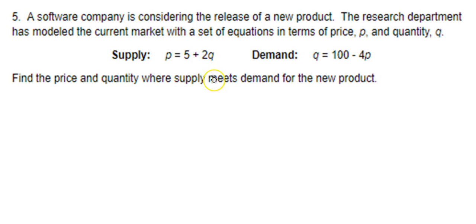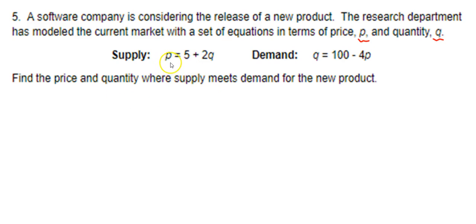For this problem, a software company is considering the release of the new product. They came up with a couple equations that model the market in terms of price P and quantity Q. So these are my two equations. This is a system of equations. Essentially, they're trying to figure out what price and quantity is going to tell us where supply meets demand for the new product.